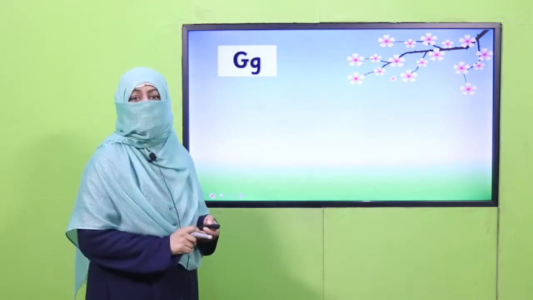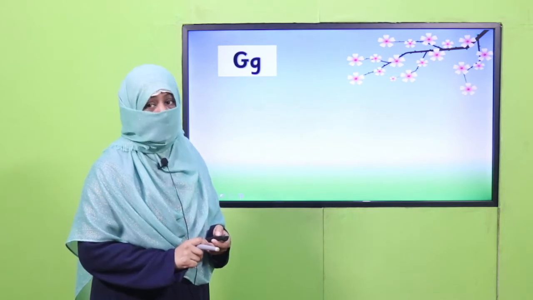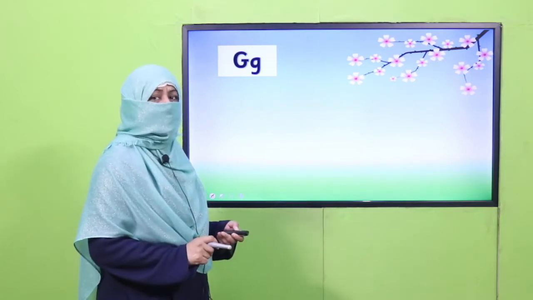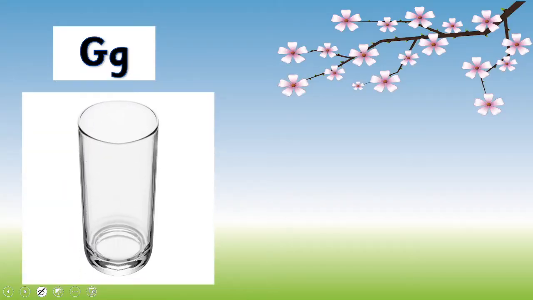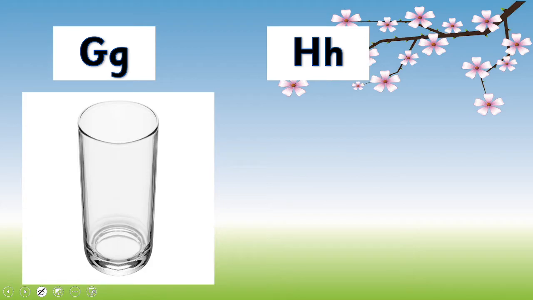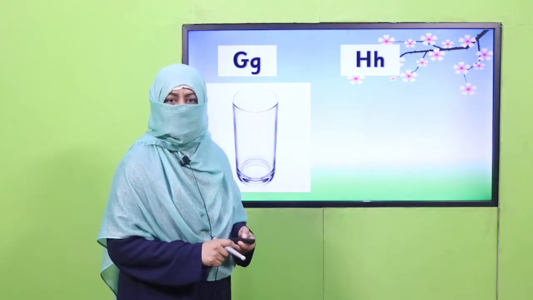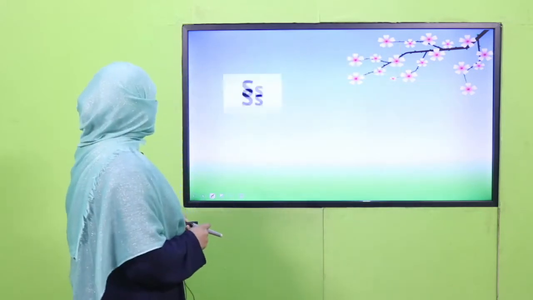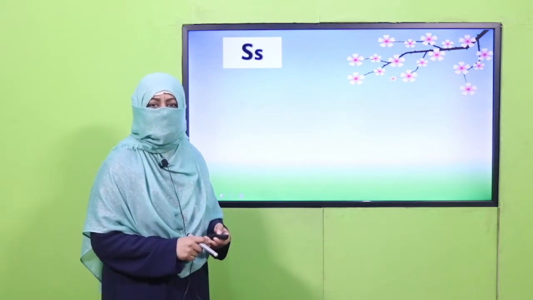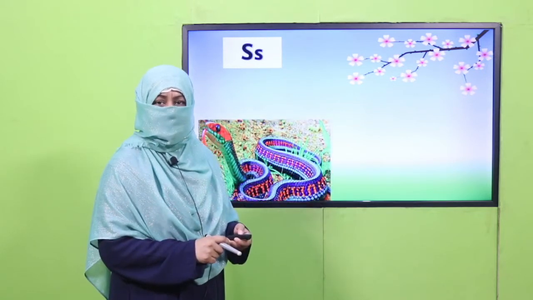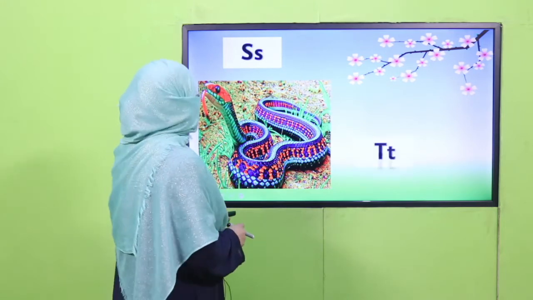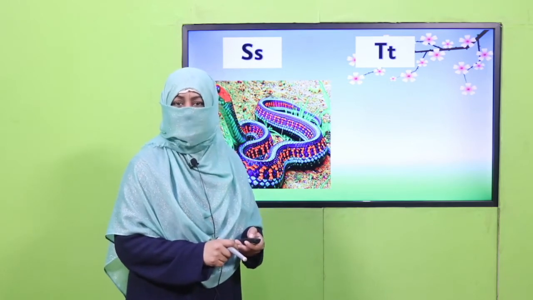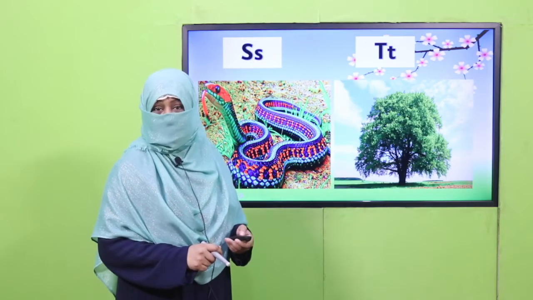Okay, tell me, what letter is this? Yes, it's G. How does it sound? Remember? Yes, G, G, G, and it's glass. Next is H. How does this letter sound? And it's house. Good. Next is S. How does this letter sound? Snake. Good. And this is T. How does this letter sound? T, t. Tree. Good. You remember this.